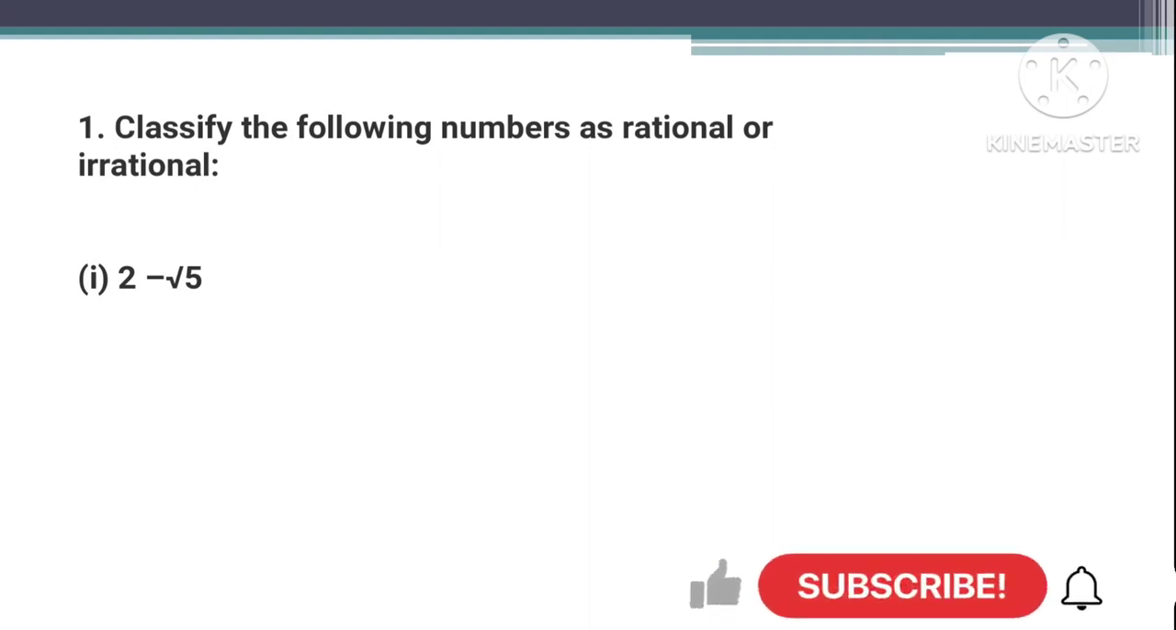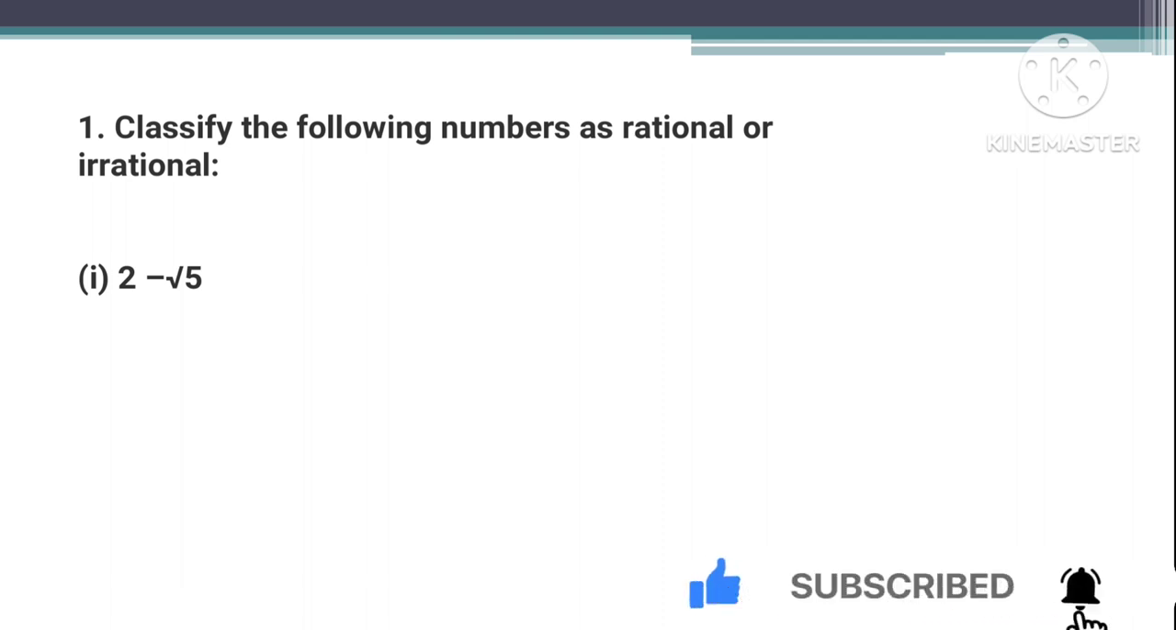Exercise 1.5, first question, I am going to solve in this video. Let's see the question. Classify the following numbers as rational or irrational. Here they have given some numbers. We have to write whether that is a rational number or an irrational number.